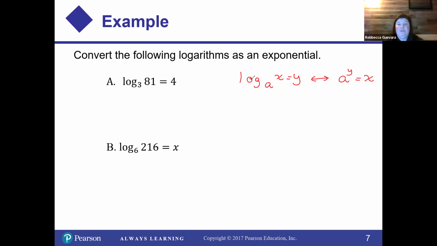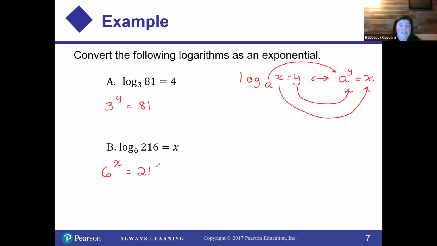So here we're just converting. This a here is my base, which becomes the base of my exponential, so we're going to keep that 3. Then this y is my power, so we have a power of 4. And then that x goes here. So 3 to the power 4 should be equal to 81. Once again, if we look at this one, we got 6. The exponent on it has to be this x, and what it should equal is 216.